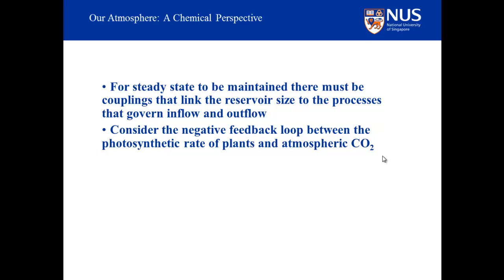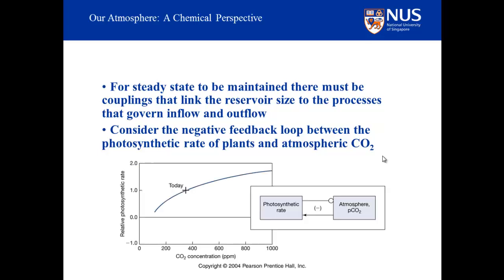One such negative feedback loop exists between the photosynthetic rate of plants and atmospheric carbon dioxide. As carbon dioxide levels go up, plants photosynthesize more rapidly. This effect has been called the carbon dioxide fertilization. But as they do, carbon dioxide levels tend to fall because carbon dioxide is consumed by plants during photosynthesis. Thus the terrestrial biota tends to stabilize atmospheric carbon dioxide levels.